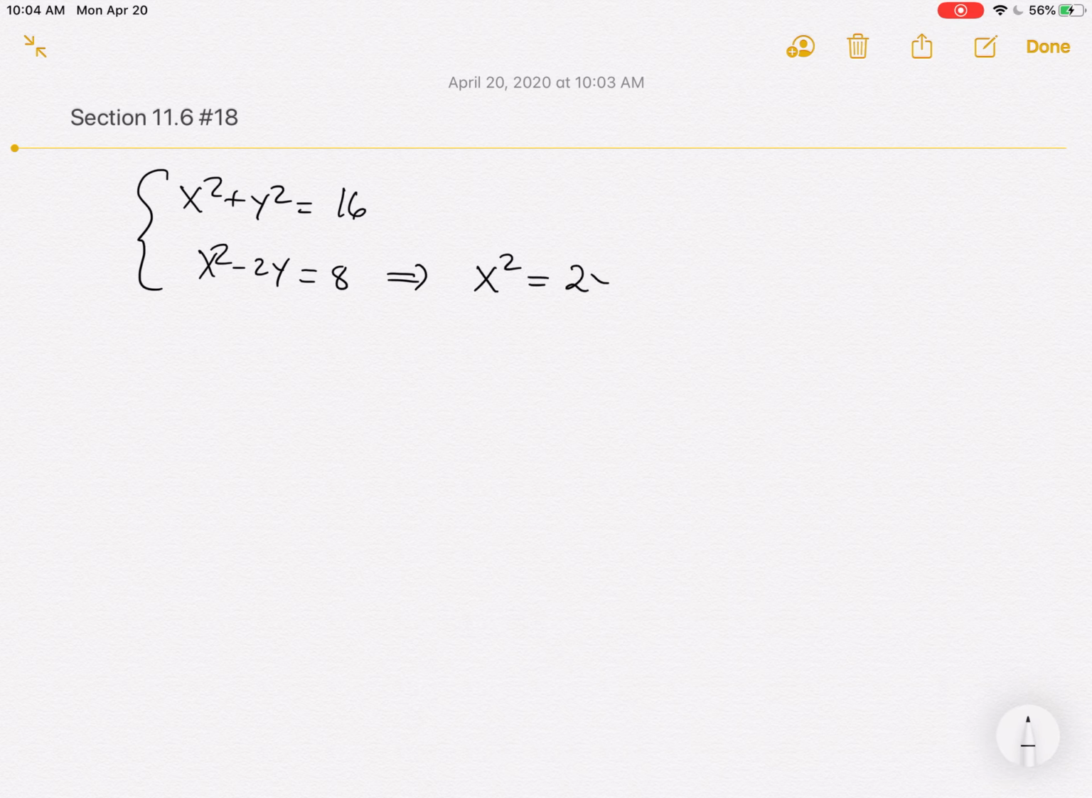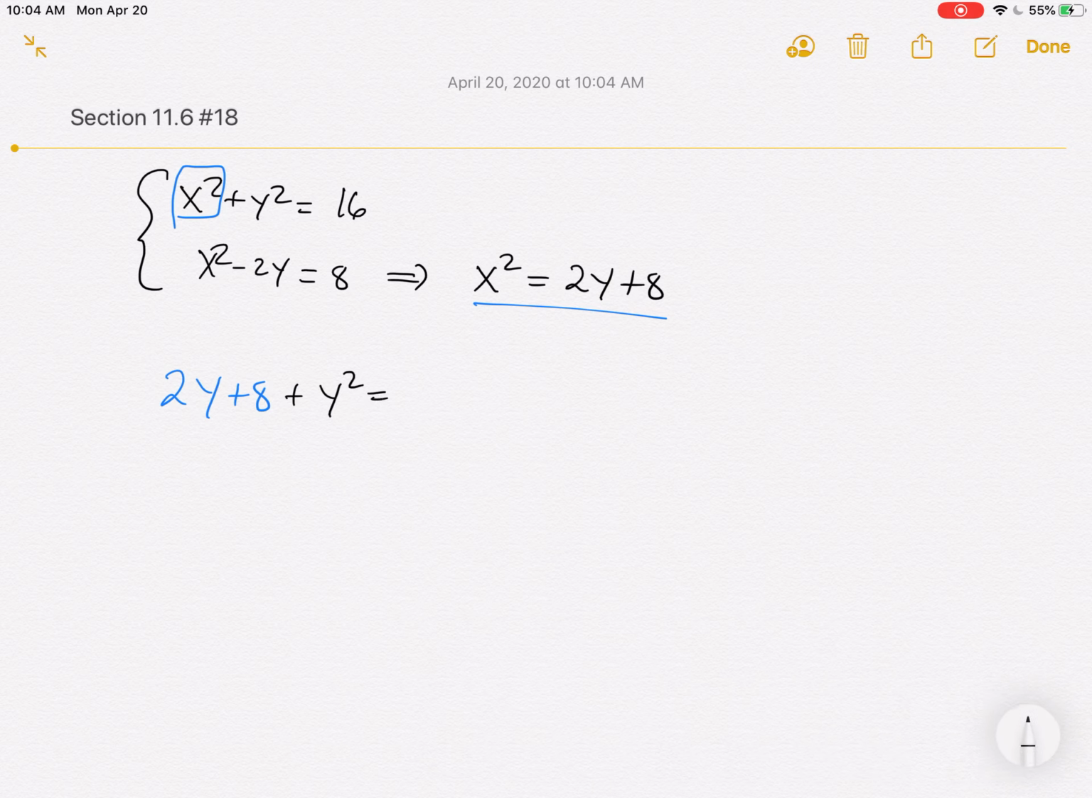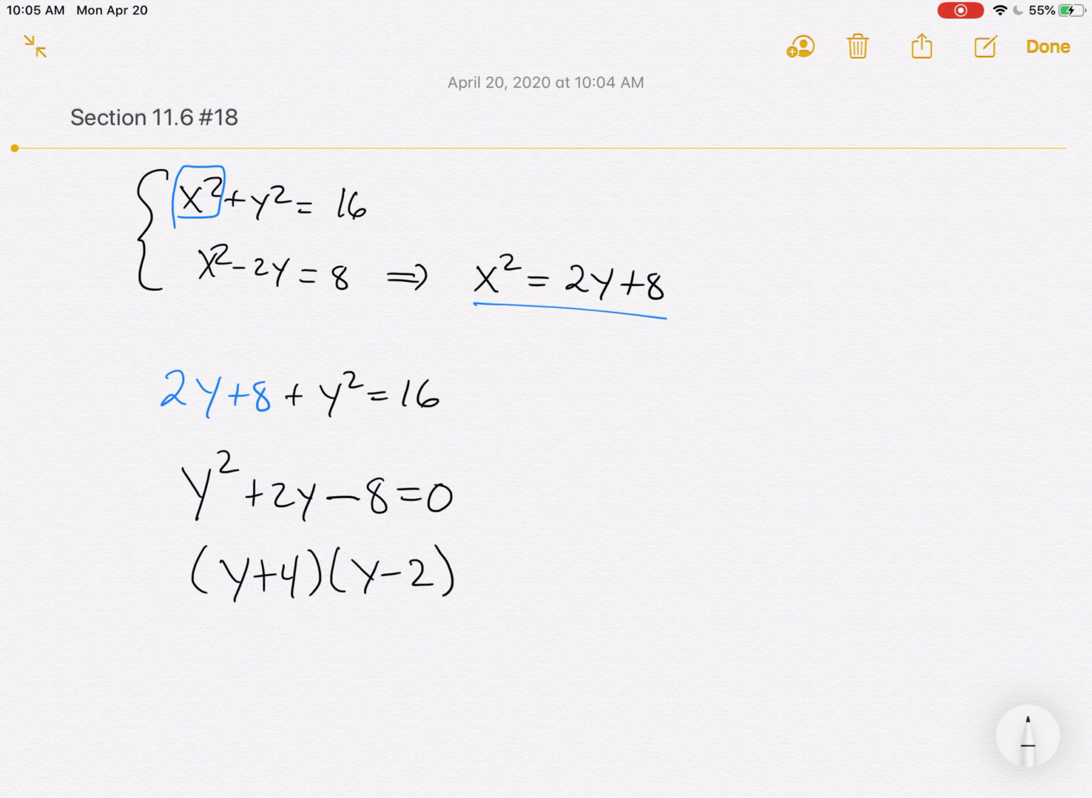So what are we going to do? We're going to come in and replace that. I'll underline it in blue into its appropriate place. So now we know that 2y plus 8, and I'll type in black the rest, plus y squared is equal to 16. So what's that look like? That's y squared plus 2y, and if I bring over this 16, minus 8 is equal to 0. Well, again, it factors. We get y plus 4, times y minus 2, equal to 0. So there's two things y could be. y could be -4 or y could be positive 2.